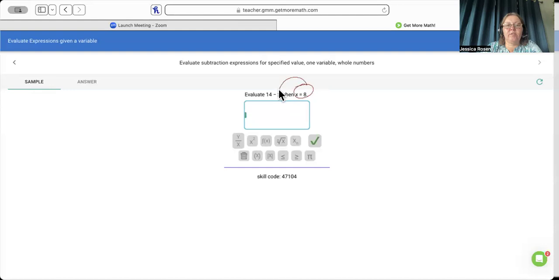So x equals 8, we're going to substitute it in here. So it's 14 minus 8. So 9, 10, 11, 12, 13, 14 if you need to count it out, or you could borrow, and it gets you 6. So hopefully that helps.